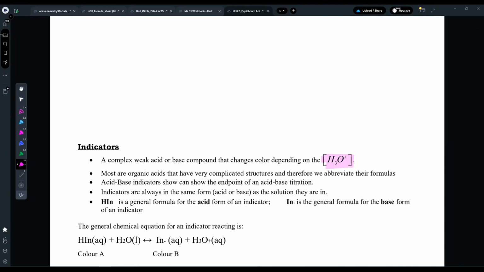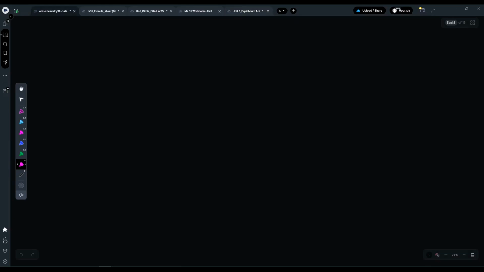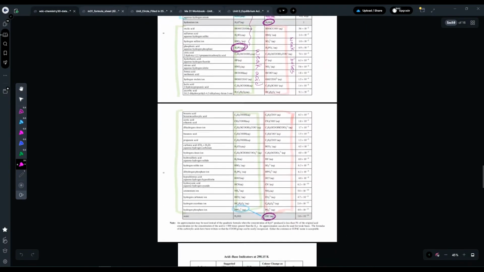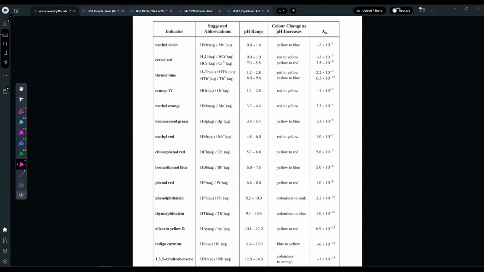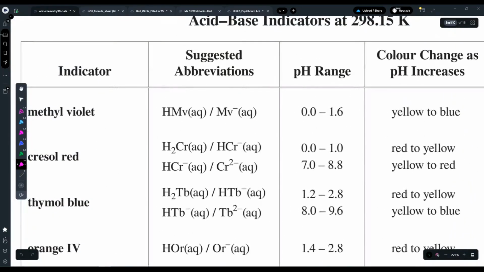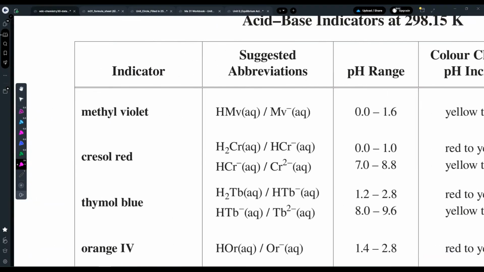Now, most indicators are organic acids and they have pretty big structures, so oftentimes we abbreviate their formulas. So if we go to our data booklet, and we go to page 10 here, we have a list of indicators. Now, the abbreviations that they're talking about are in the second column underneath suggested abbreviations. So for methyl violet, the abbreviations that we'd be using are either HMV or just MV with a 1- charge there.